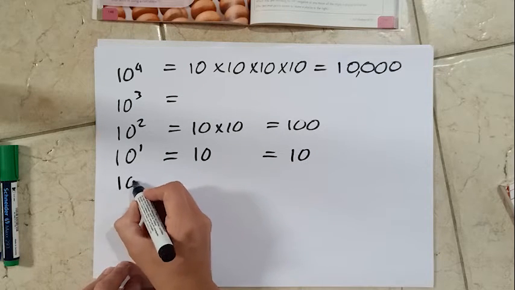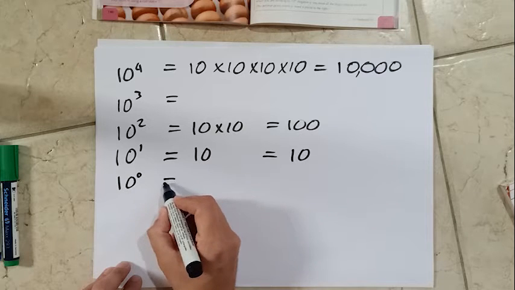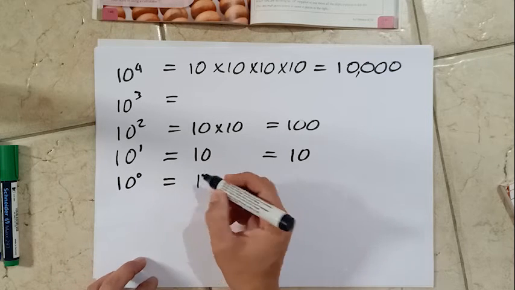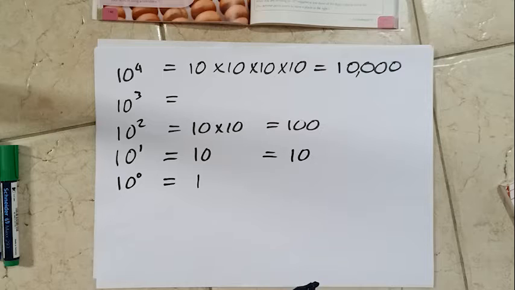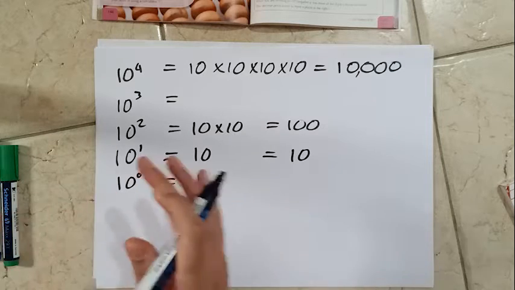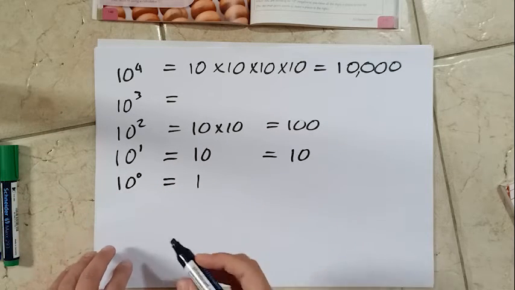10 to the 0 is a weird one. You would think it would be 0, but anything to the power of 0 is 1. That's another explanation for another day. Just take my word for it.